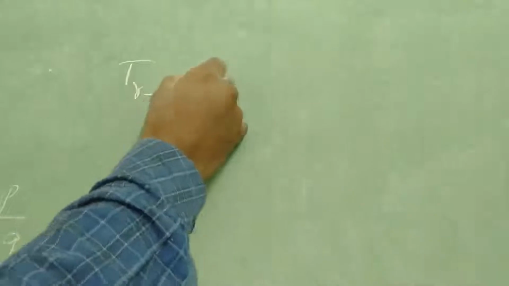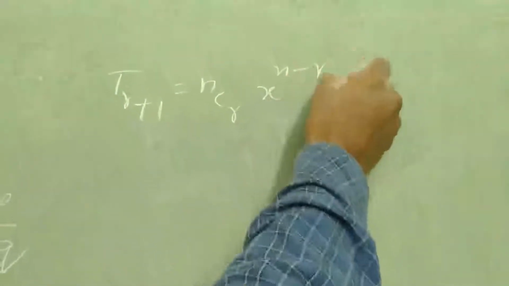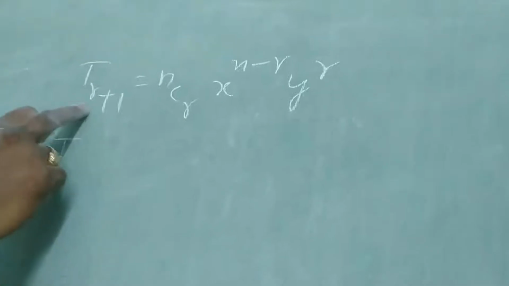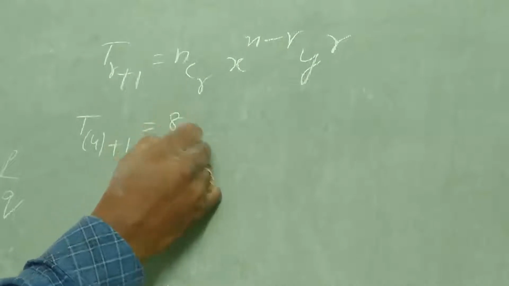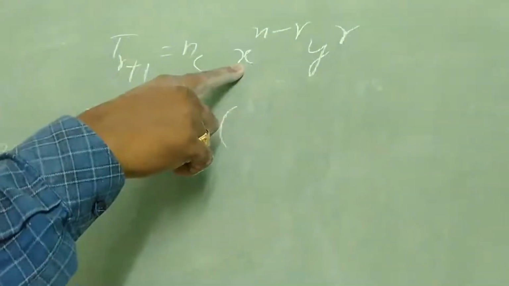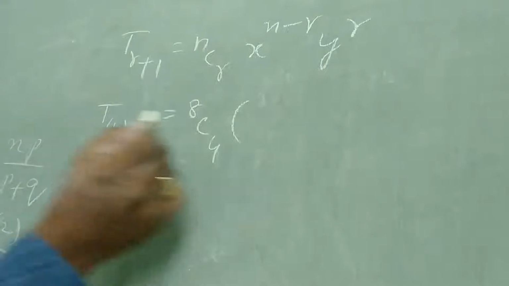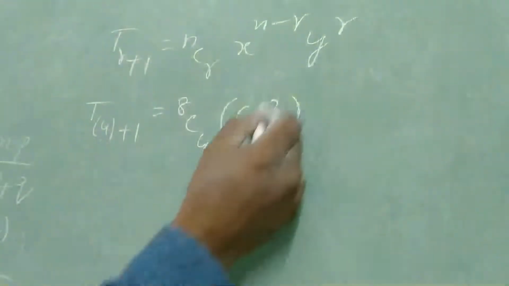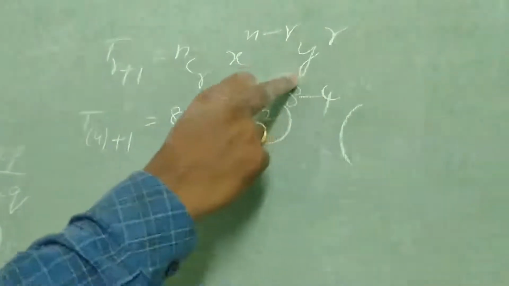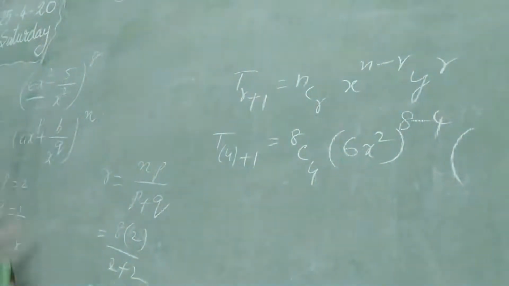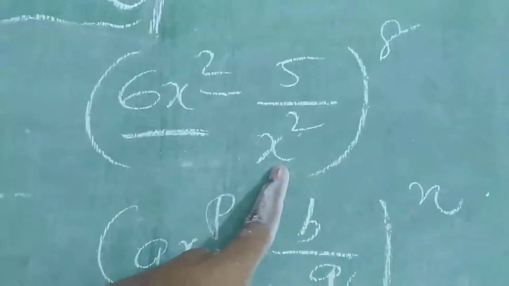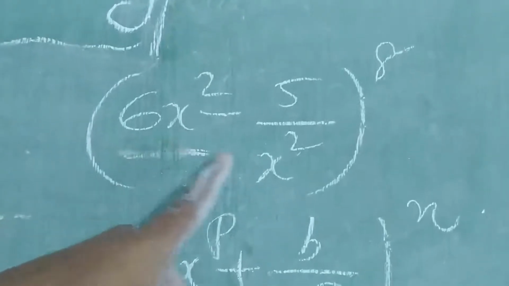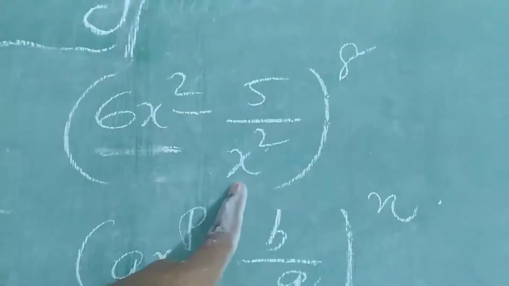Now how do you find this fifth term? By using the general term. T(r+1) is equal to nCr x to the power of n minus r y to the power of r. So r value is 4. T(4 plus 1). n value 8. 8C4, r value 4. x, what is x? 6x square. n minus r, 8 minus 4. What is y? Minus 5 by x square. y is equal to minus 5 by x square.